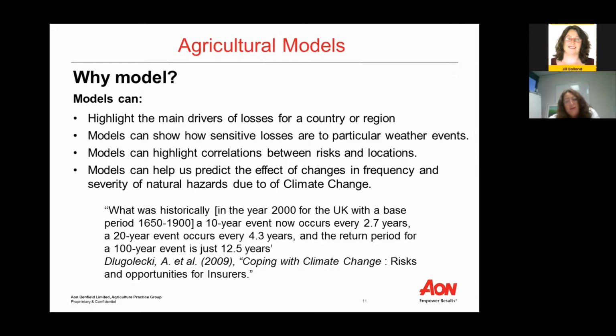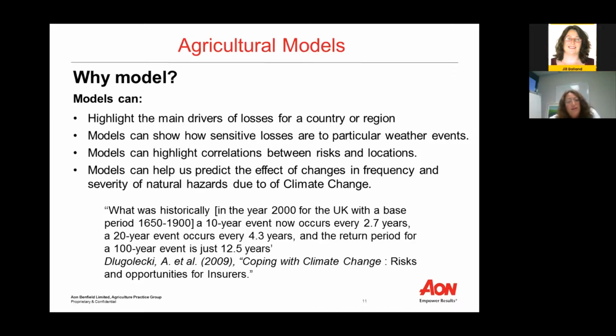There's a little quote there. Basically, if you've got a 1 in 100 year event and suddenly now it becomes a 1 in 12 year event, that's going to totally change the way you're going to deal with that event. Your bridges won't stand up, the infrastructure now has to completely change. So models can help us do that.